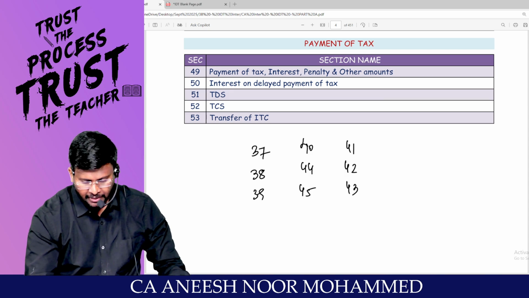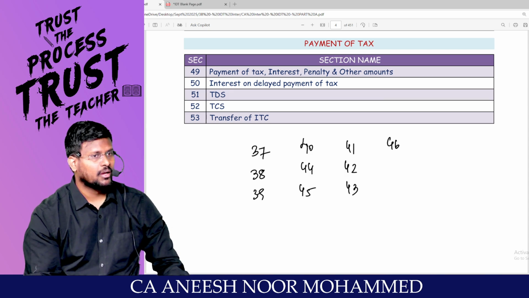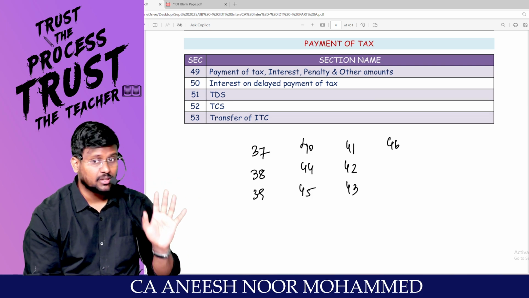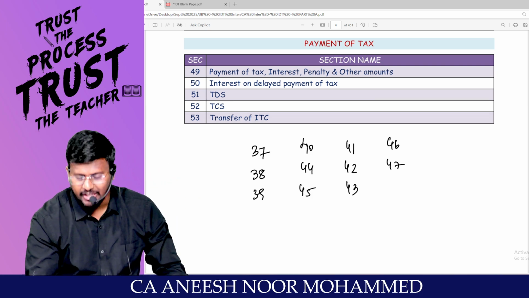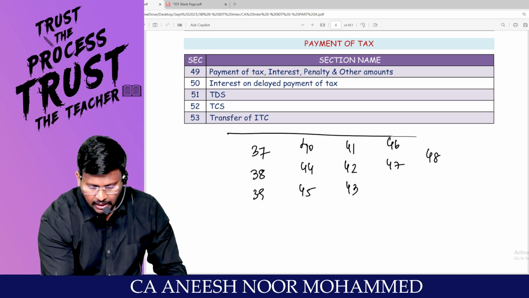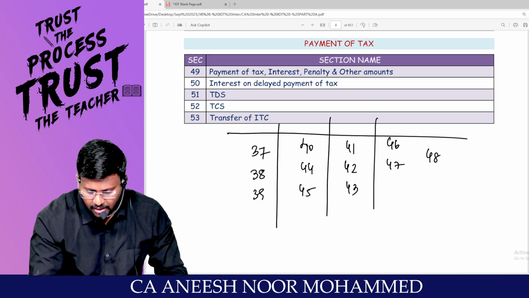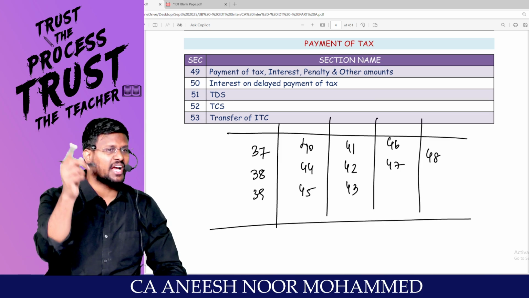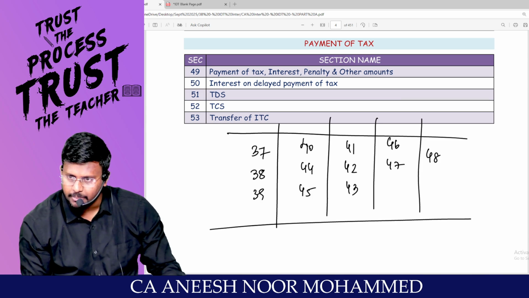Alright, sir? Then, sir, 46. Notice to return defaulters. 47. Late fees. What is 48? GST practitioners. Like this, sir, the chapter on returns, we will classify it into 5 parts and we will study at the appropriate time. Are you really with me?